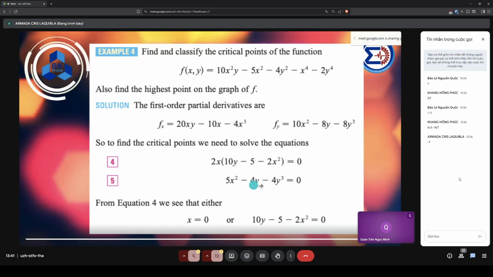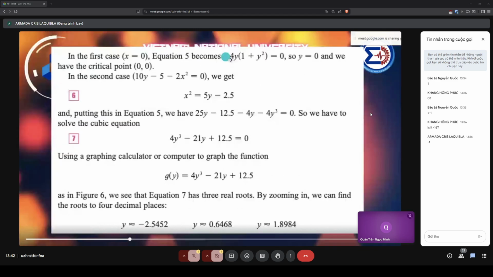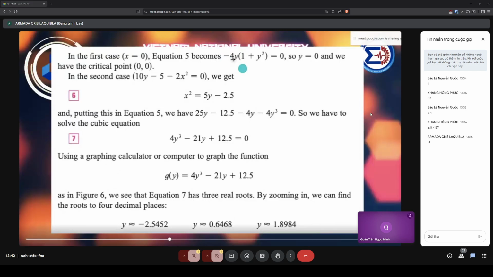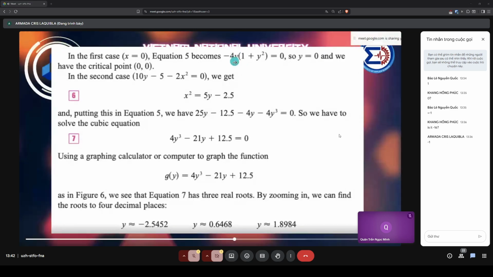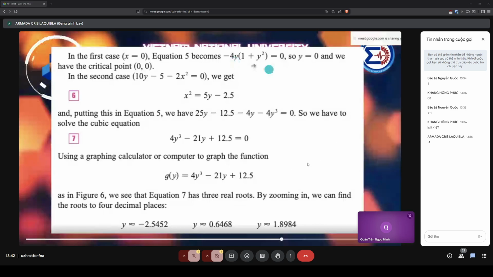And you can factor out negative 4y here, right? And this will happen if your x there is 0. The equation 5 becomes like this. You can factor out negative 4y, so 1 plus y squared is equal to 0. Now this is a product of the two factors here. You equate that to 0. So negative 4y is equal to 0 for the first factor. Divide negative 4 both sides. Your y is 0. Now for the second factor, this is 1 plus y squared.